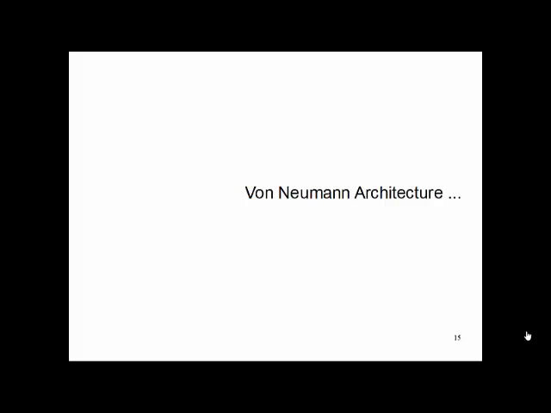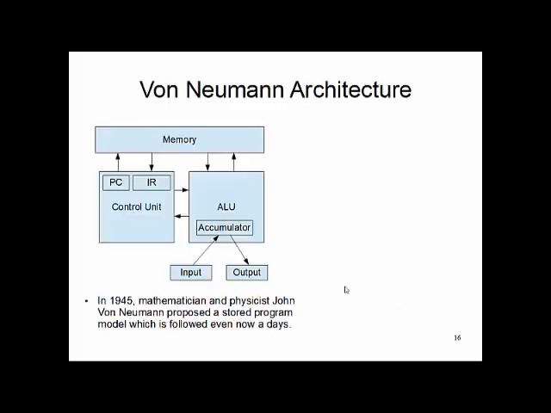Now let's talk about the von Neumann architecture, which is very relevant for our study. Surprisingly, this architecture was proposed long back, in 1945. A mathematician and physicist, John von Neumann, proposed a stored program model which is followed even nowadays, right?